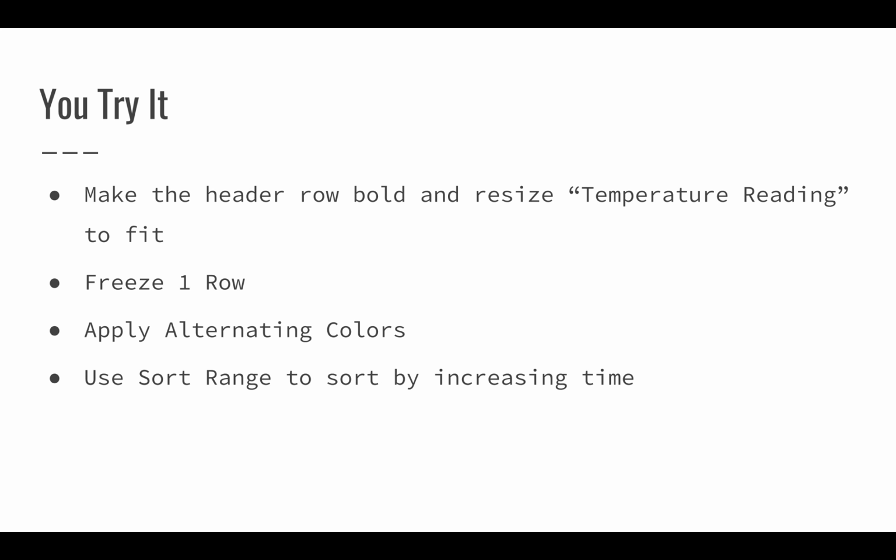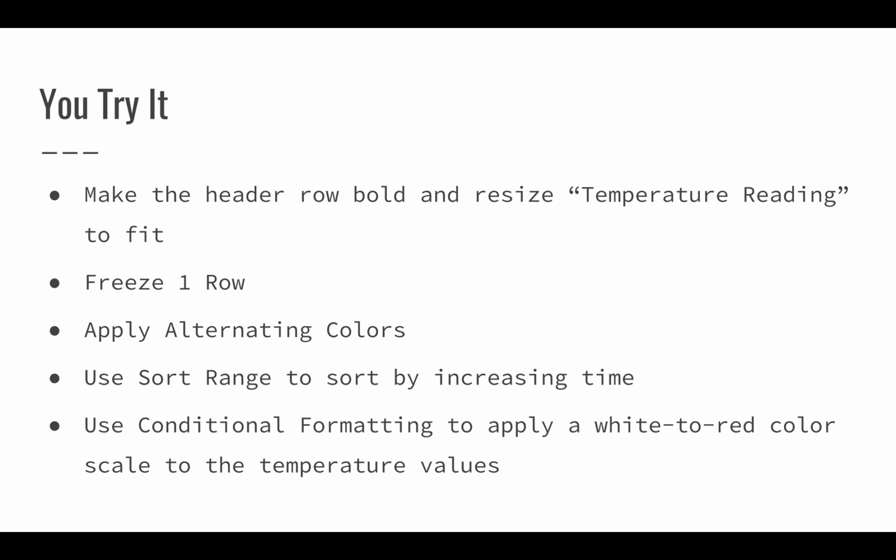And we're going to use sort range to sort by increasing time. By default, it is sorted by decreasing time, so times are in reverse order. We're also going to apply conditional formatting to use this white to red color scale to the temperature values. So the lowest values are white and the highest values are red.